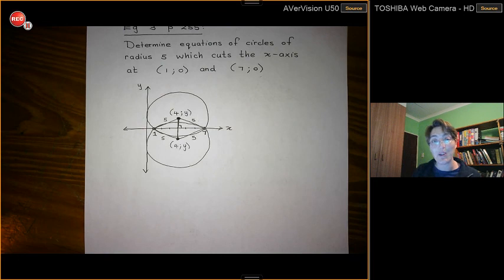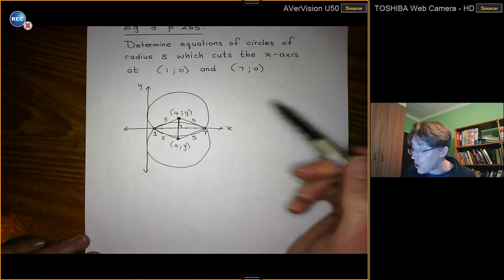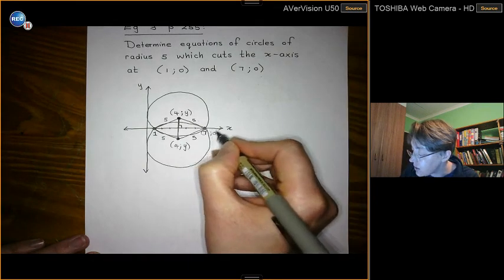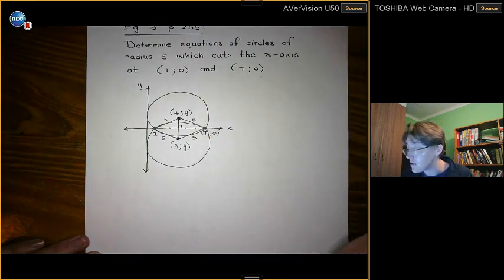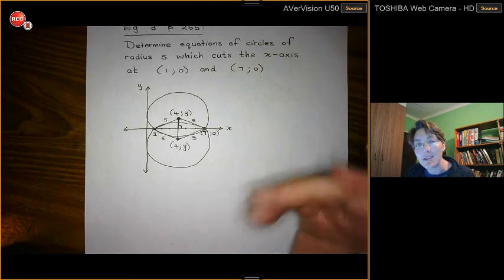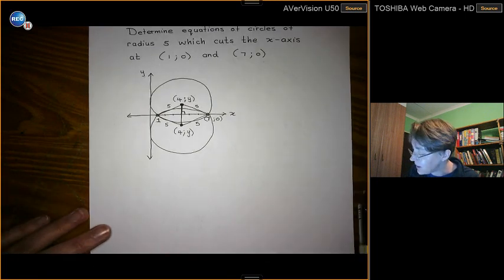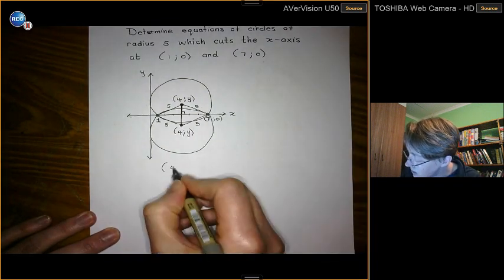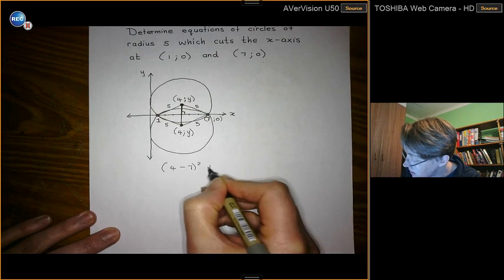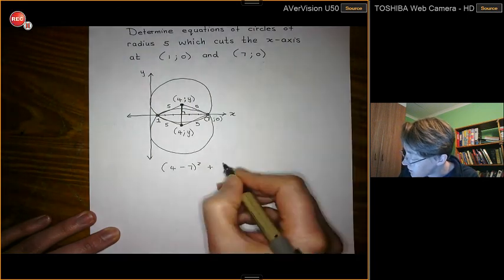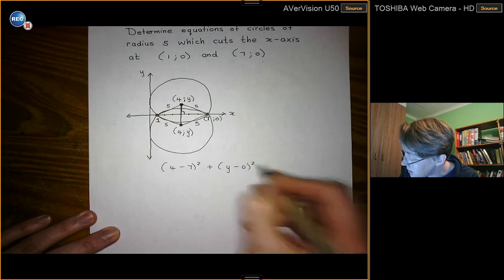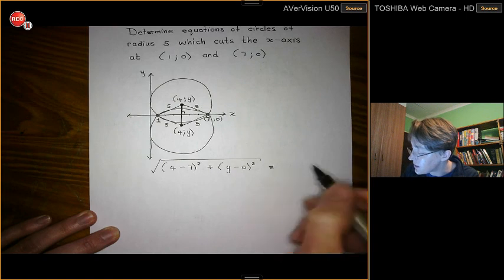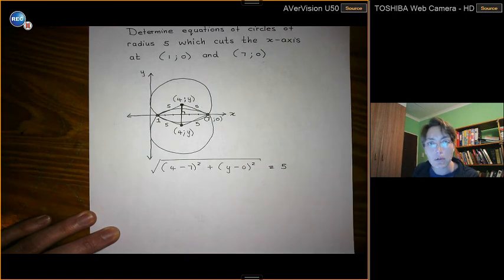But here's the beauty of it. I now know that the distance from this point to this point, and this point is the point 7, 0, is equal to 5, because that's the radius. So what can we do now? We can actually use the distance formula. So we can say in the distance formula, 4 minus 7 squared plus y minus 0 squared, and we're going to put a square root over that, is equal to the distance, which in this case is equal to 5. Got it?